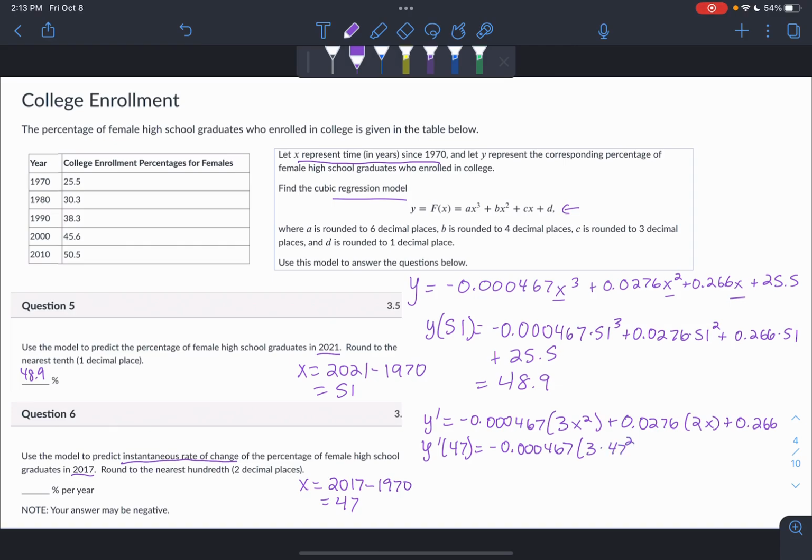Just be careful with the parentheses when plugging it into your calculator. Plus 0.266, and this gave me negative 0.23. So a negative 0.23% per year.